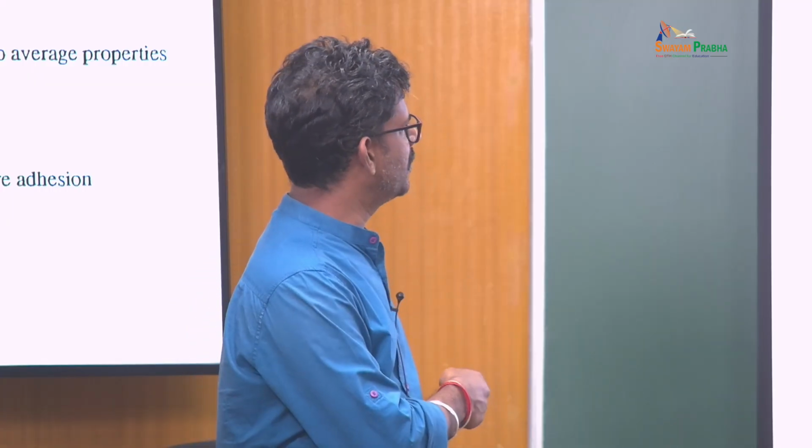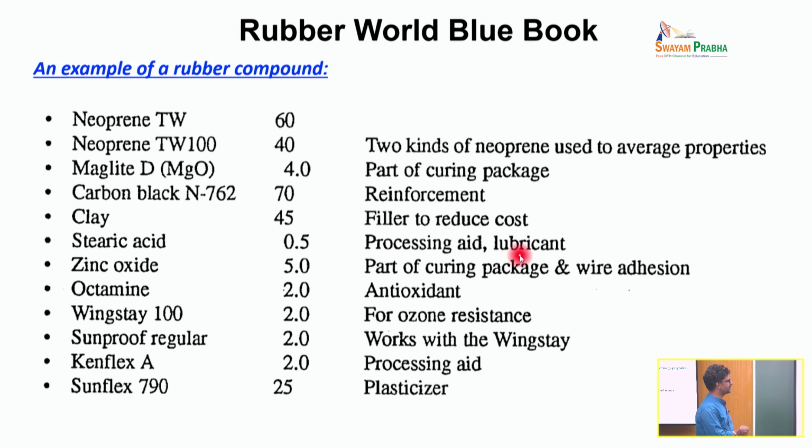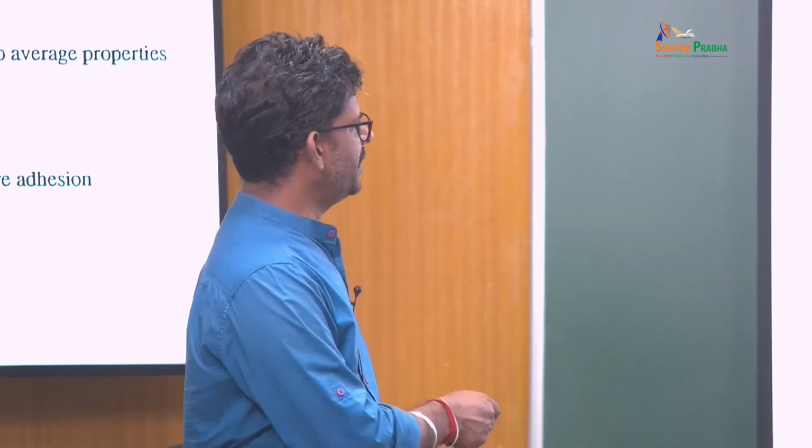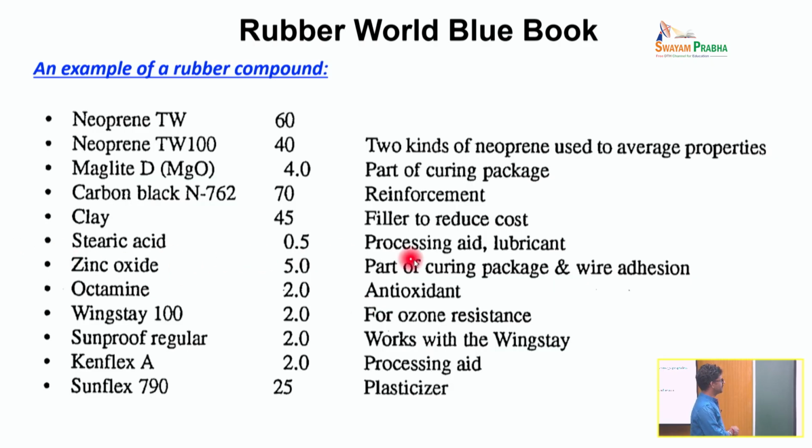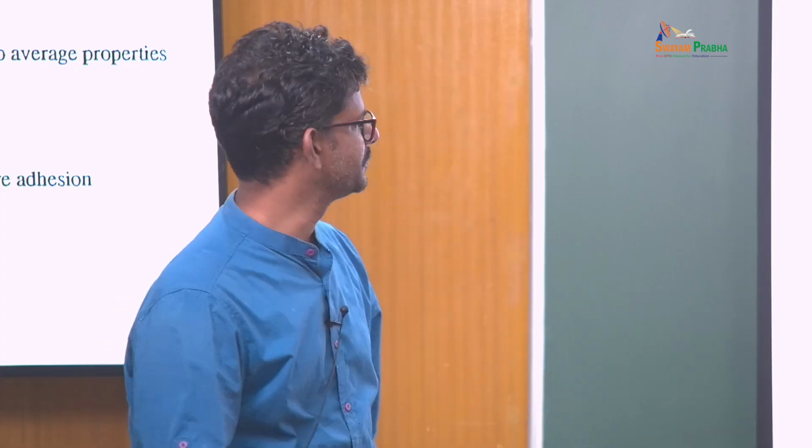Then they add something called stearic acid, which acts as a lubricant or a plasticizer or processing aid, which allows them to mix and flow. Then they add something called zinc oxide. This is also part of curing, and there is something called octamine as an antioxidant because you don't want the rubber to oxidize when you process them at high temperature.